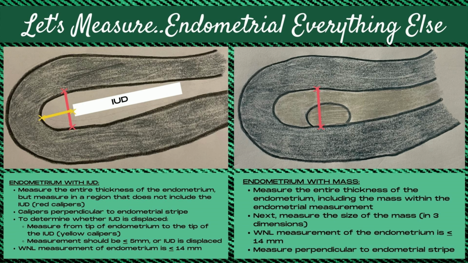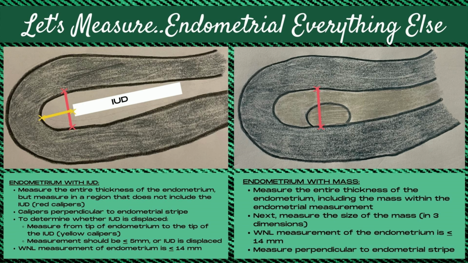Next, let's measure an endometrium with a mass. You want to measure the entire thickness of the endometrium, including the mass within the endometrial measurement. And next, you want to measure the mass itself in 3 different dimensions: height, width, and length. In this scenario, a normal measurement of the endometrium would be less than or equal to 14 millimeters.